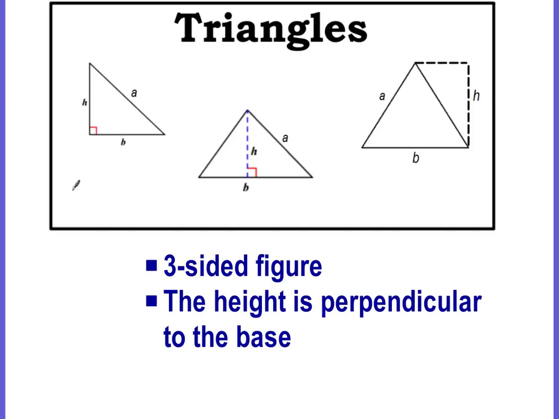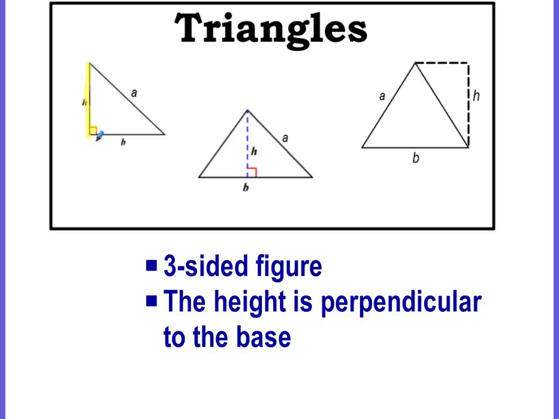Alright, what is a triangle? A triangle is a three-sided figure. It's a closed figure. All three sides must meet. And the height has to be perpendicular to the base. So the height has to be perpendicular. Remember, when it's perpendicular, it makes this little right angle.